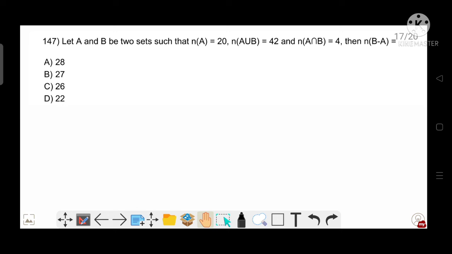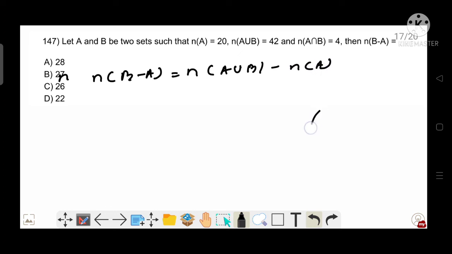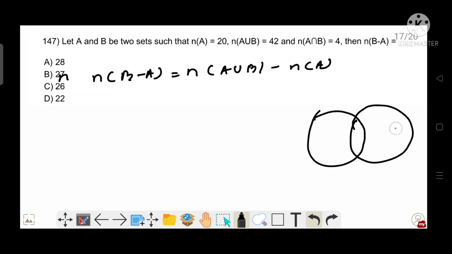If A and B are two sets such that the cardinality of A is 20, the cardinality of A union B is 42, and the cardinality of A intersection B is 4, then find the cardinality of B difference A. We know the formula: cardinality of B difference A is cardinality of A union B minus cardinality of A. Easily we can find this. This part is B difference A.